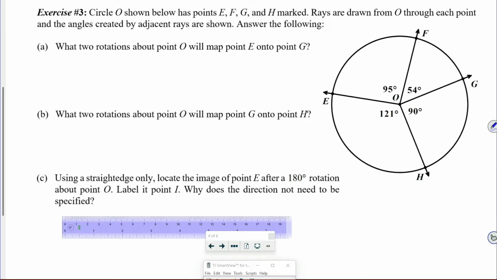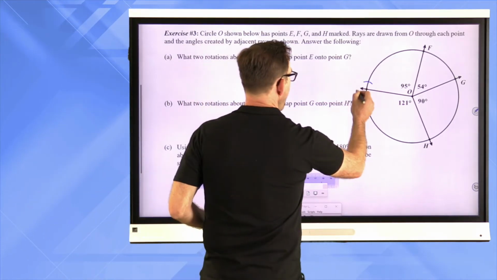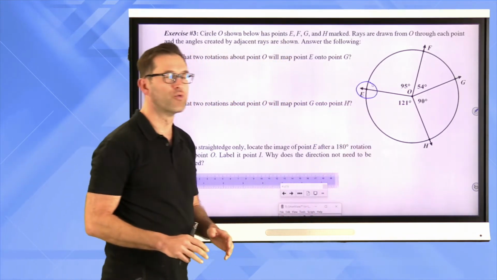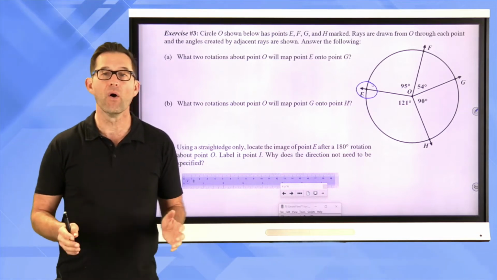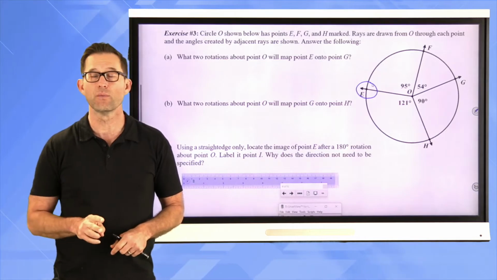Circle O, shown below, has points E, F, G, and H marked. Rays are drawn from O through each point, and the angles created by adjacent rays are shown. Answer the following. Letter A. What 2 rotations about point O will map point E onto point G? All right, so in other words, I've got point E, and if I want it to rotate around point O so that it lands on point G, what are 2 different rotations that will do the job?